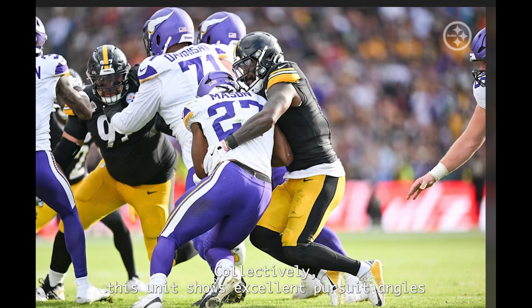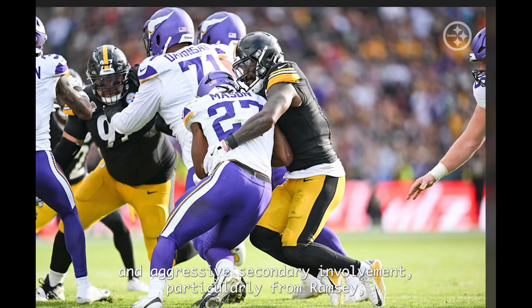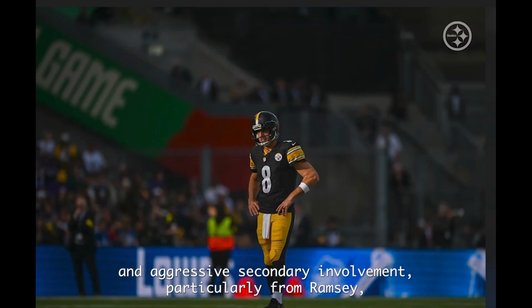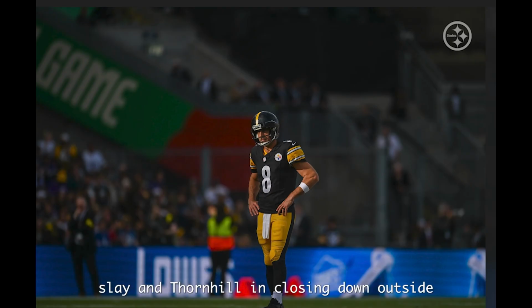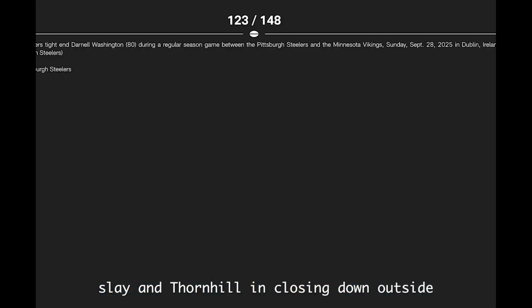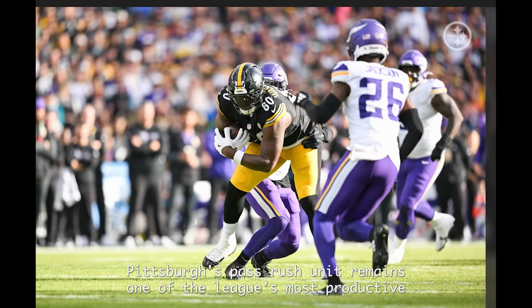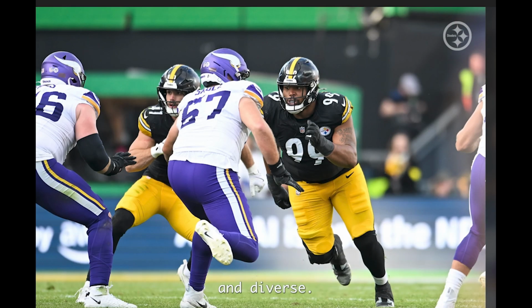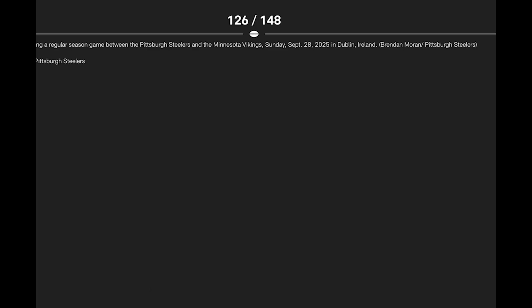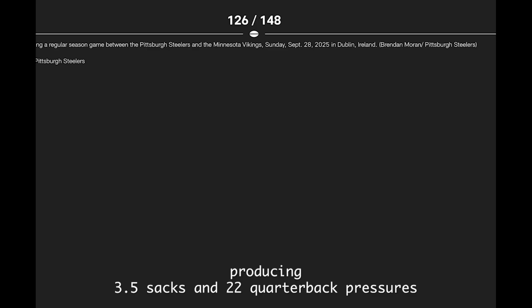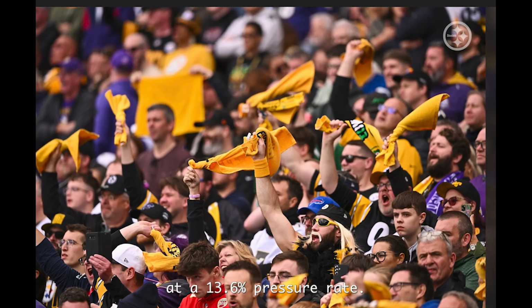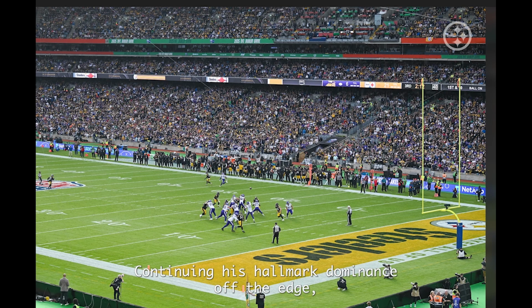Collectively, this unit shows excellent pursuit angles and aggressive secondary involvement, particularly from Ramsey, Slay, and Thornhill in closing down outside runs. Pass rush efficiency. Pittsburgh's pass rush unit remains one of the league's most productive and diverse. T.J. Watt leads all defenders with 162 rush attempts, producing 3.5 sacks and 22 quarterback pressures at a 13.6% pressure rate, continuing his hallmark dominance off the edge.